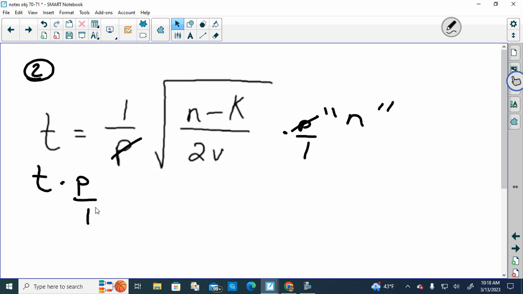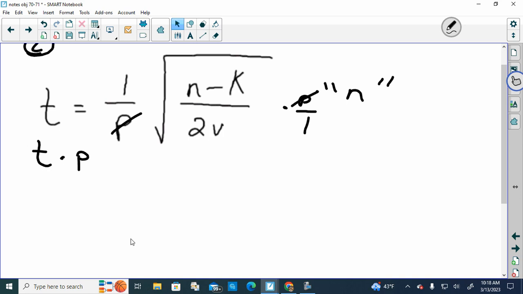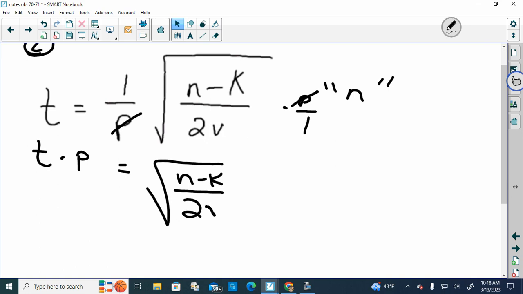I'm going to erase this down here. Okay, so we've got TP together. You can just write it next to each other. And now we just have this left over, so we have the radical of n minus k over 2b. Okay, what would be the next thing I'd have to do? What'd you say? Right, we got to get rid of the radical.